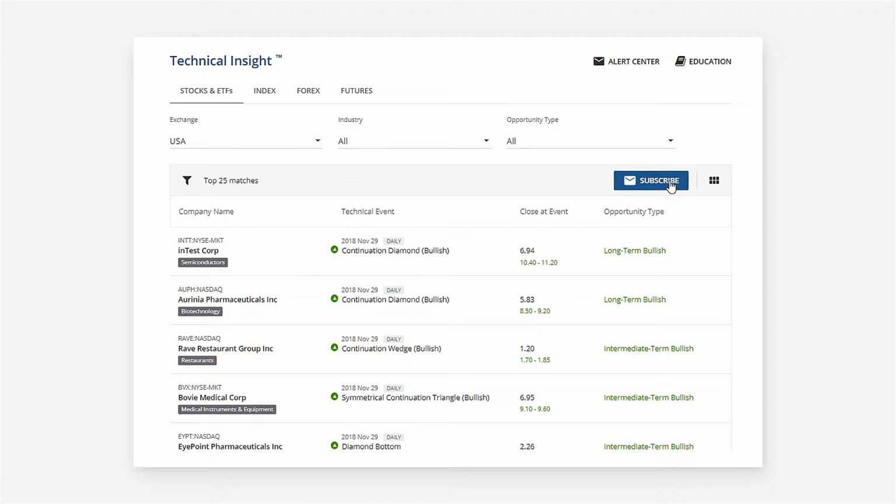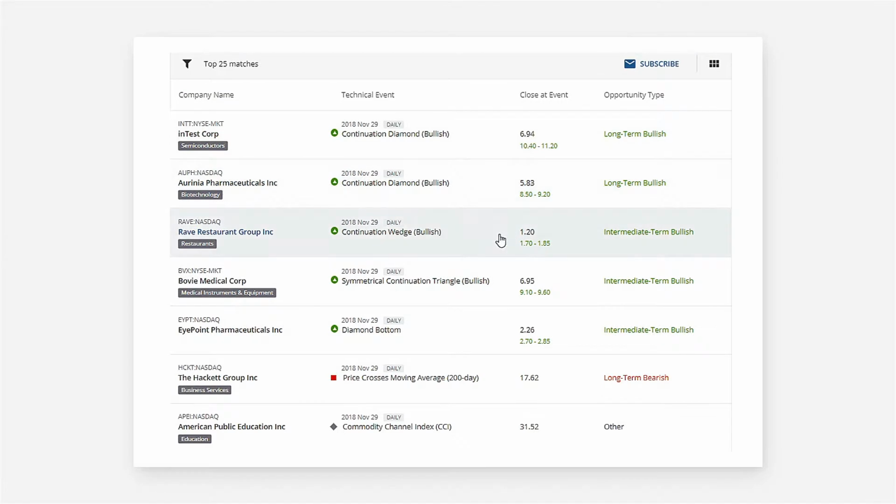Now, technical events represent a significant occurrence based on our price chart analysis. It could be that a chart pattern formed, signaling the price is bottoming out and turning higher again. It could be that the price just dropped below the average price. These are just two examples of technical events.